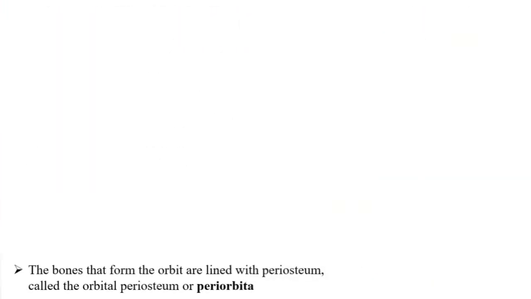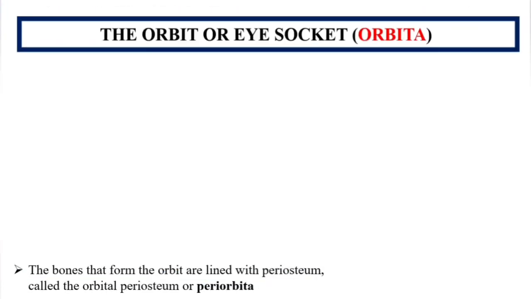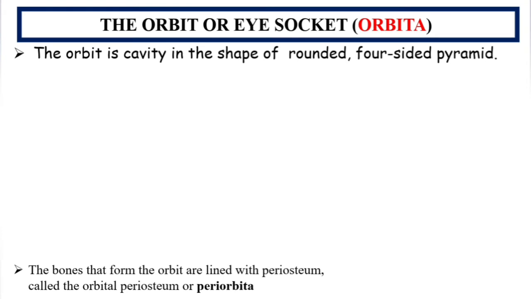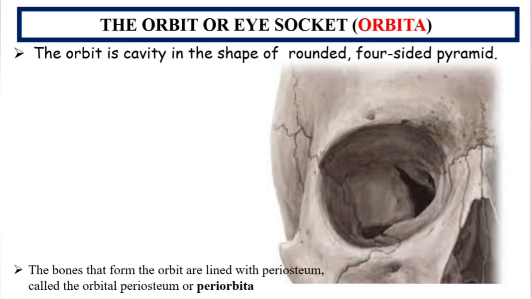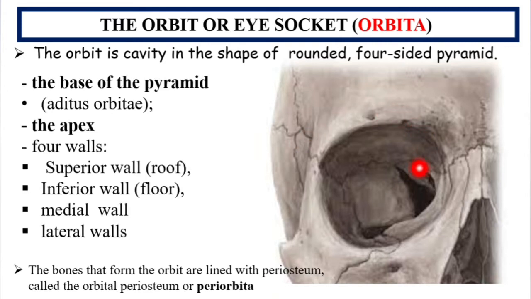Let's have a closer look at the orbit itself. The orbit is a cavity in the shape of a rounded four-sided pyramid. All pyramids have a base and an apex. The base of the pyramid, aditus orbitae, is this opening. And the apex goes deeper and medially toward the root of the nose.